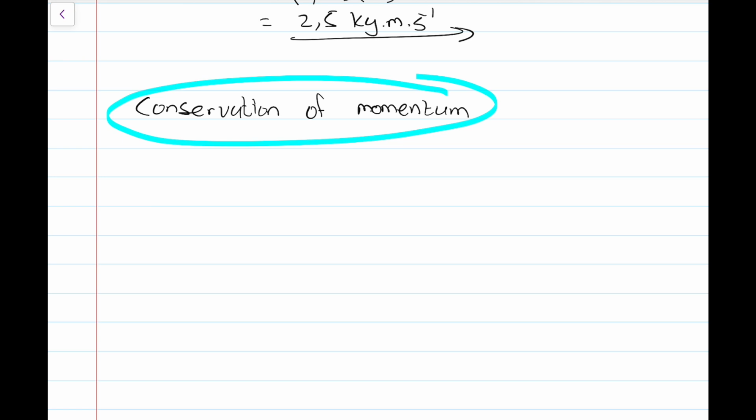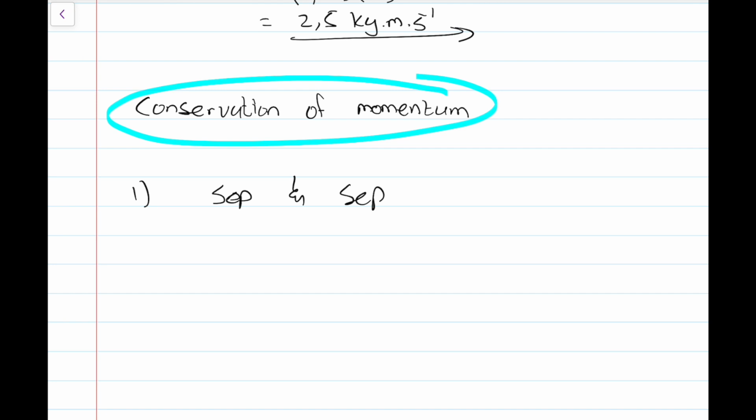Typically, the way I like to explain this is by three typical collisions. When we talk about conservation of momentum, we talk about collisions. We have three fundamental types of collisions. Our first type of collision that we deal with is going to be a separate and separate collision.